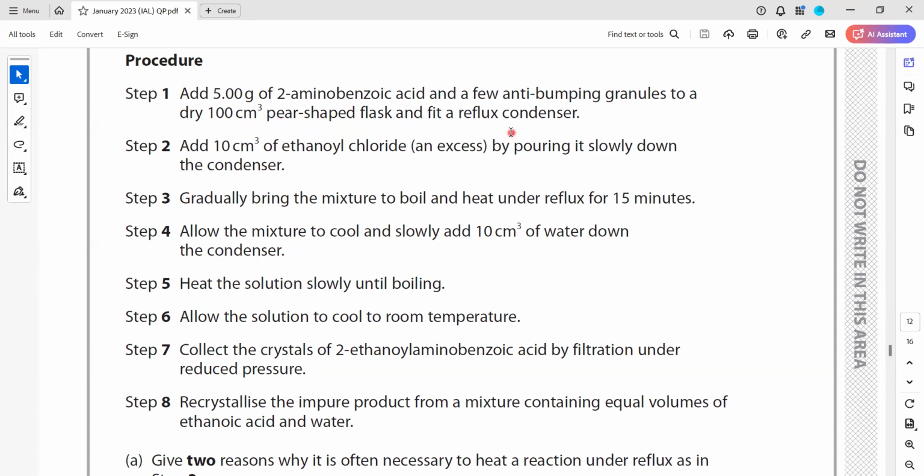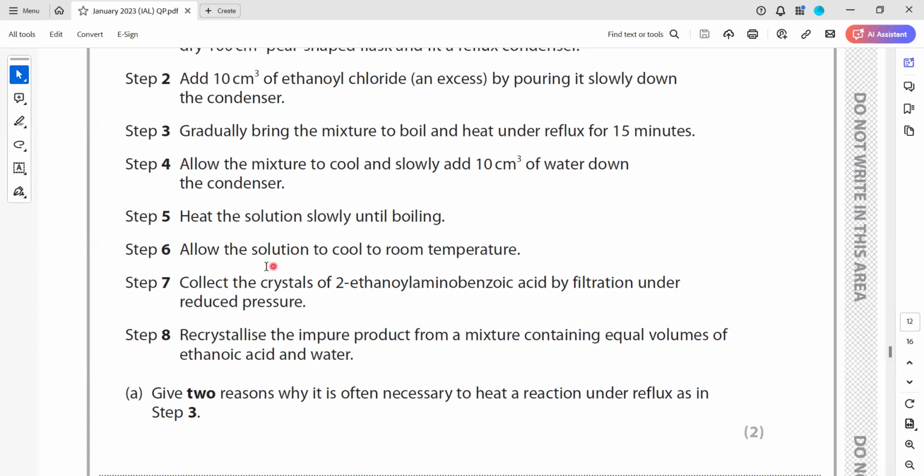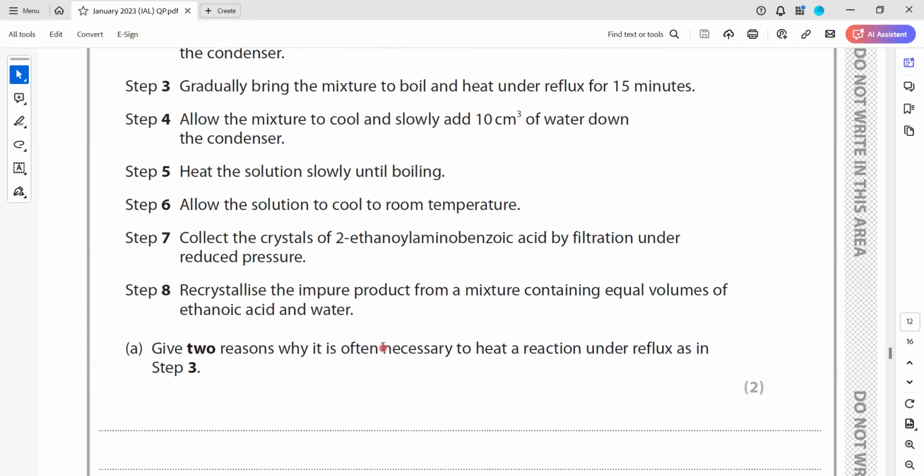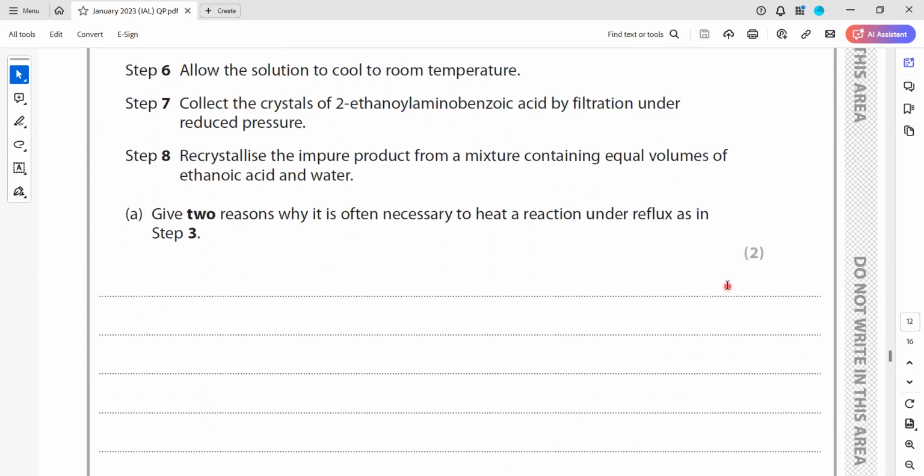A 100 cm³ pear-shaped flask fitted with a reflux condenser. 10 cm³ of ethanoyl chloride is added by pouring it slowly down the condenser. Then bring the mixture to boiling and heat under reflux for 15 minutes. Usually heating for a longer period of time is to make sure that all of the mixture mixes completely with each other. Allow the mixture to cool and slowly add 10 cm³ of water. Heat the solution until it boils and allow it to cool to room temperature. Collect the crystals by filtration under reduced pressure, so a Buchner funnel, and recrystallization of the impure product from a mixture containing equal volumes.